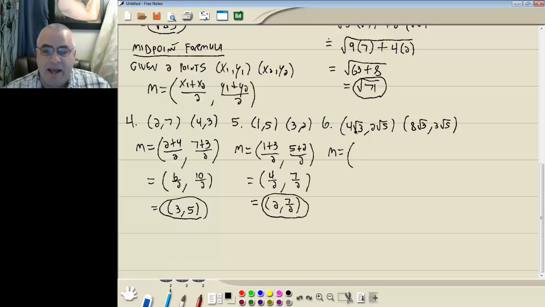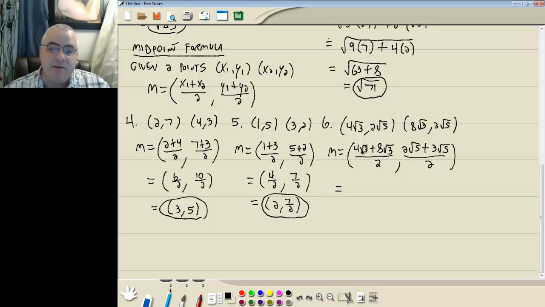Okay, same formula. We're going to add together x parts. So we've got 4 square root of 3 plus 8 square root of 3 divided by 2. Add together y parts. So we've got 2 square root of 5 plus 3 square root of 5 divided by 2. Well, these radicals are the same. And remember, when the radicals are the same, you can add or subtract the numbers that are in front of them. So 4 plus 8 is 12, square root of 3 over 2. And over here, 2 plus 3 is 5, square root of 5 over 2.